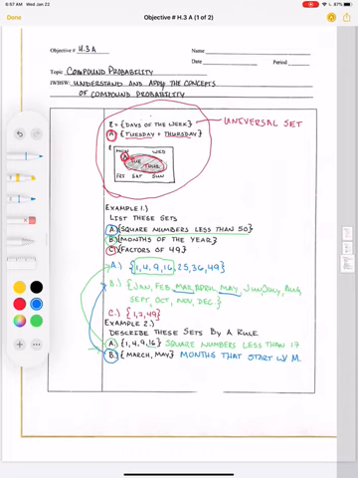Okay, and that's the basics for compound probability, vocabulary, and just writing out different sets.